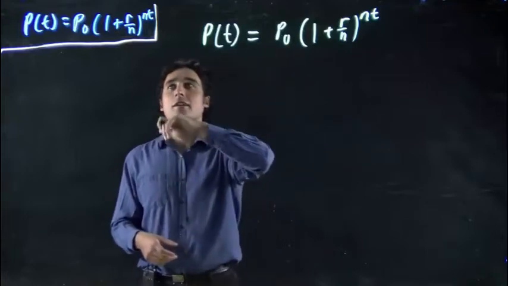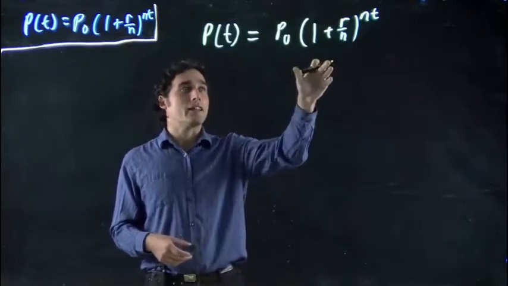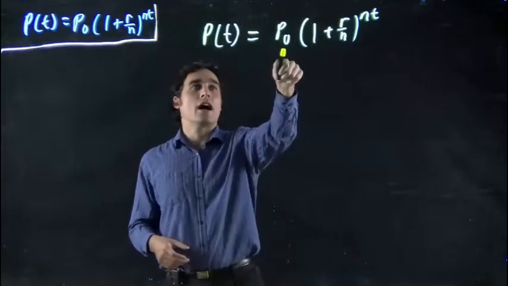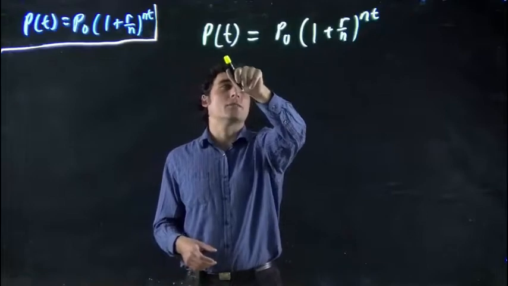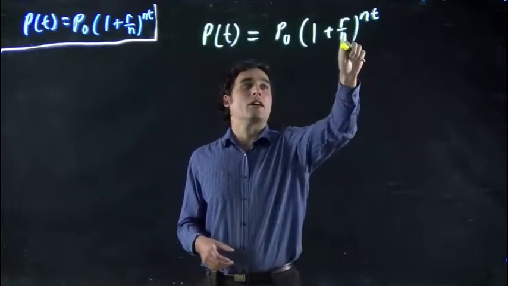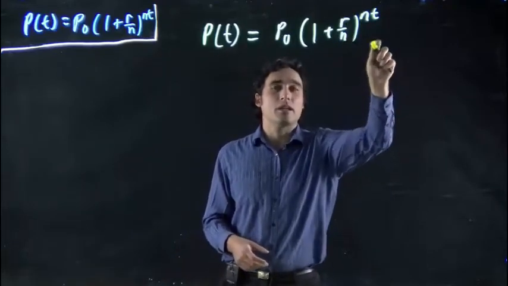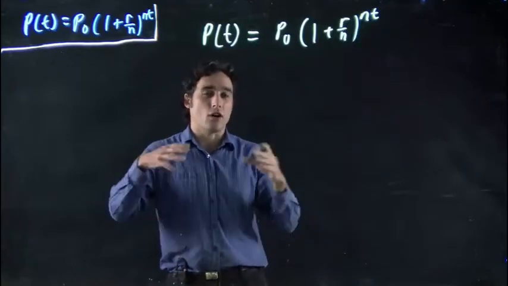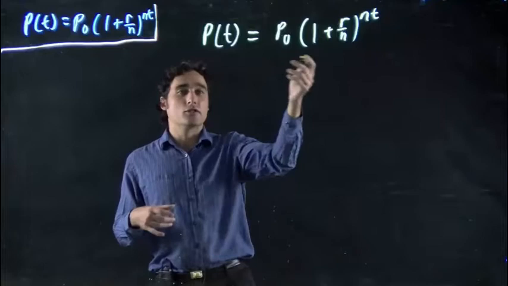So let's take a look. In our case, we're going to apply this and actually try to solve for this R. So we're assuming we know how much money we started with, how much money we have at some certain time, how often it's compounded, and how long it's been. We want to figure out what the interest rate must be to have made this all happen. But I'm going to use general variables.